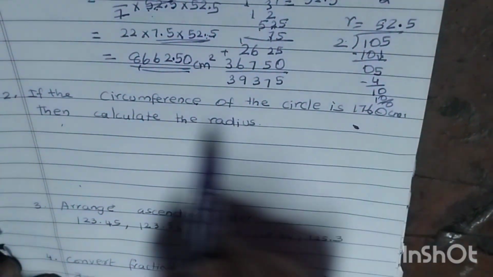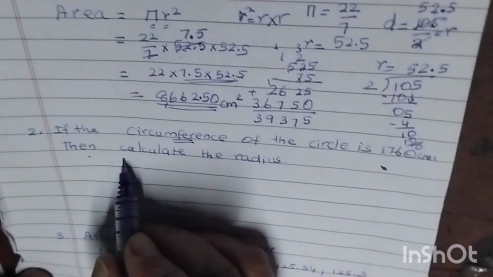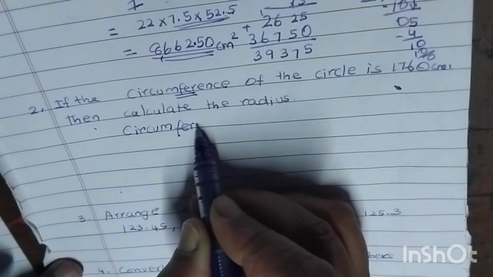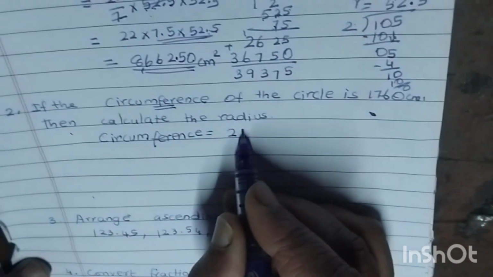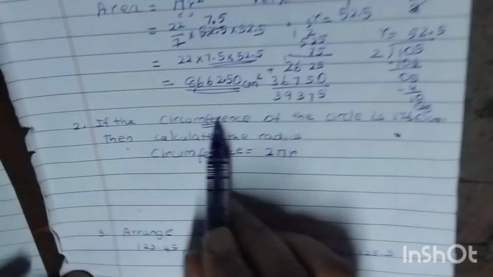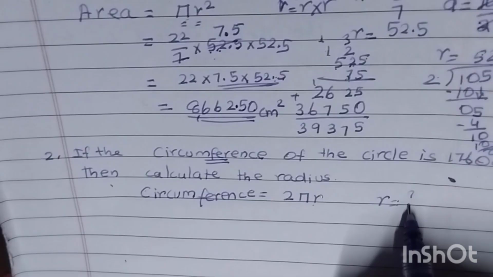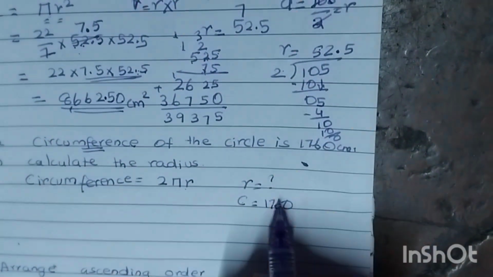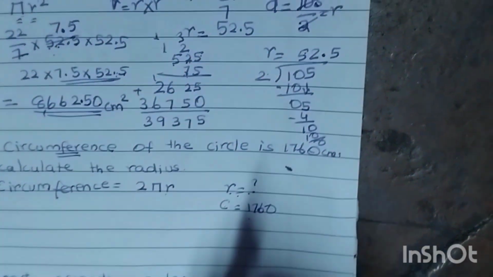Now we are going to the next sum, that is, if the circumference of the circle is 1760 centimeter, then calculate the radius. So they are giving you the circumference. Whatever they are giving, you first write it down. Okay children, they are giving circumference. We know the circumference of the circle is equal to 2 pi r. They are asking you to find the radius and they have given you the value for circumference. So always write down what they are giving and what is asked, so it will be easy for your calculation.